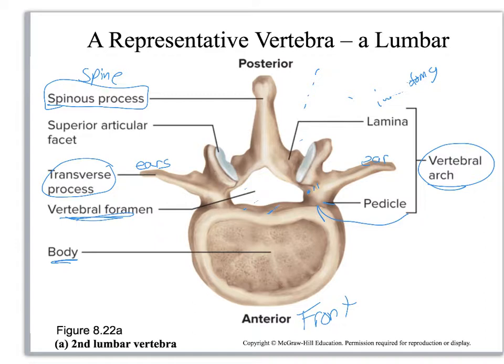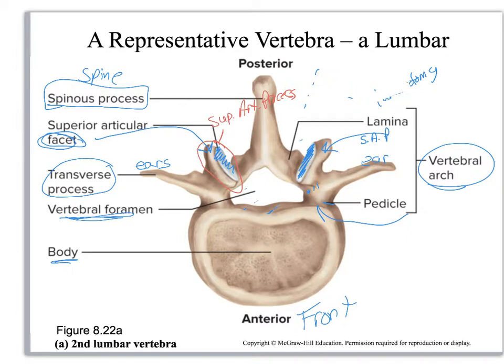Okay, I want to point out this right now. That is called the superior articular process. This smooth surface here gets a different name. That's a facet, so the superior articular facet. So this whole thing is the superior articular process.